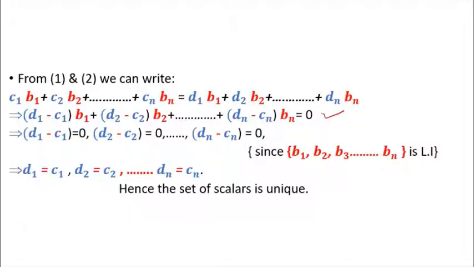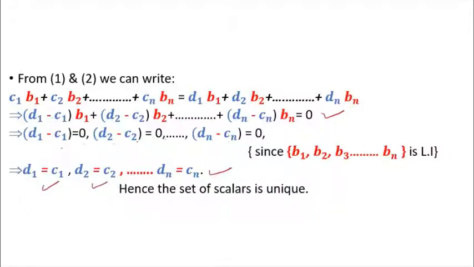So what are these scalars? d1 minus c1 is equal to 0, d2 minus c2 is equal to 0 and so on, dn minus cn is equal to 0. Why? Since the set containing b1, b2, b3 and so on bn is linearly independent. What do you mean by that? d1 is equal to c1, d2 is equal to c2 and so on, dn is equal to cn.